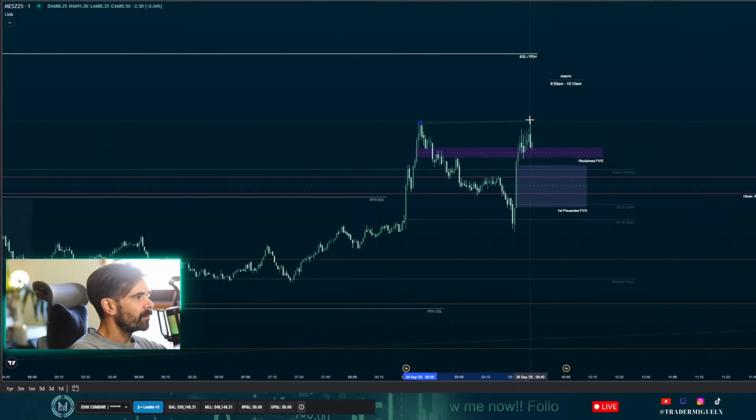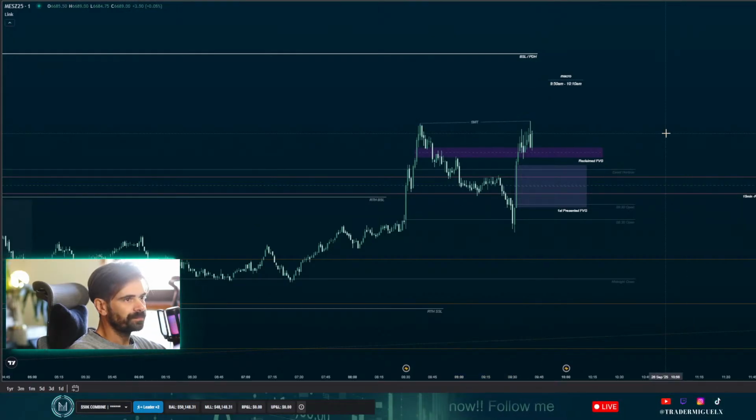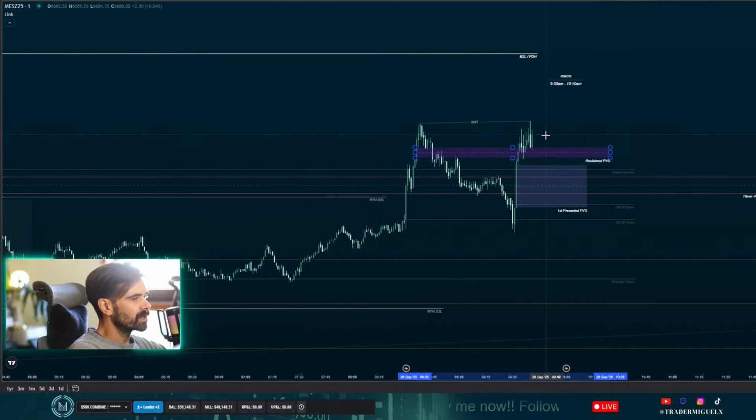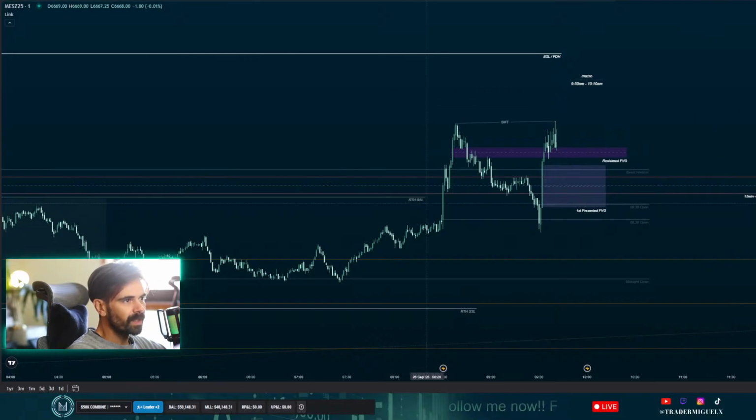So right now, this is an SMT in between ES and NQ, but I don't believe this SMT will hold since we need some displacement, and price would need to displace below the reclaimed fair value gap just to confirm this SMT. But anyways, I will mark it here on a chart. I'm just watching for a lower SMT, but yeah, there's no SMT here.